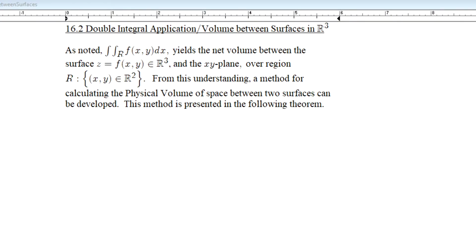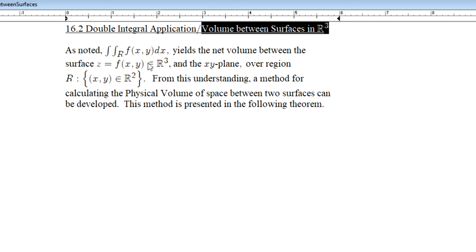I'm back with another quick little video, again looking at some more applications of the double integral, where we are going to, in this case, consider using the double integral to help us find the actual physical volume between two surfaces in three-dimensional space.